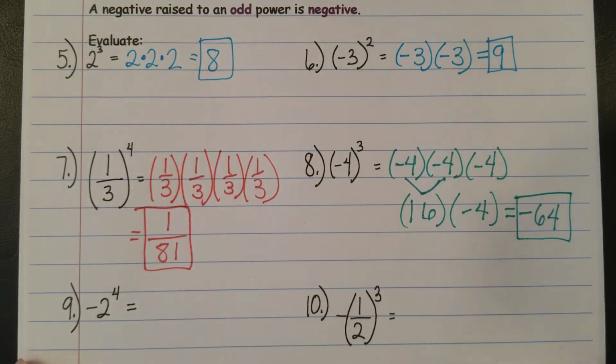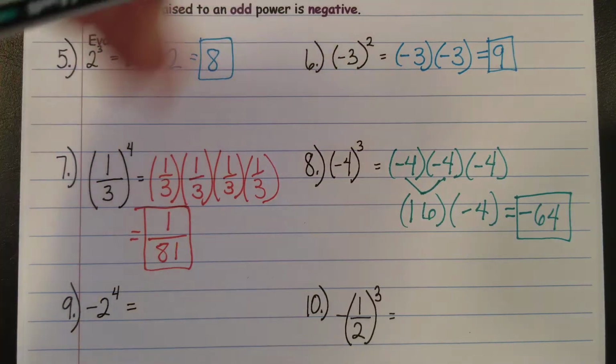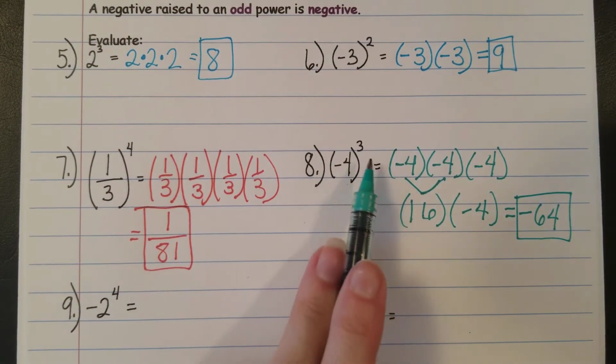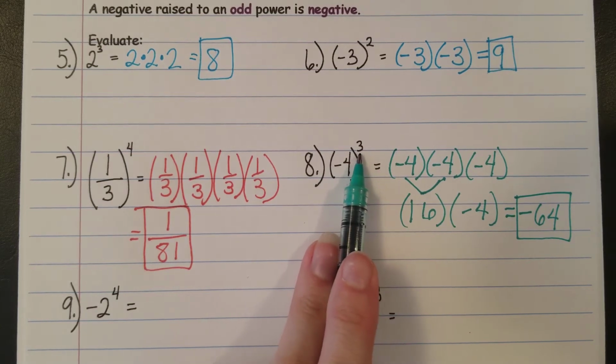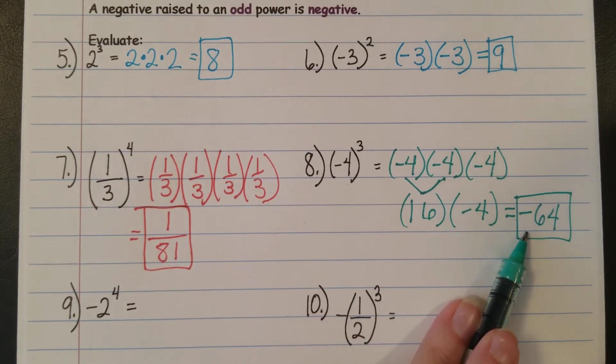Again, we can see that that goes along with what's right up here, which says a negative raised to an odd power is negative. We had a negative number, -4, raised to an odd power. The power is 3. 3 is an odd number, and so you can see that came out to be a negative answer.